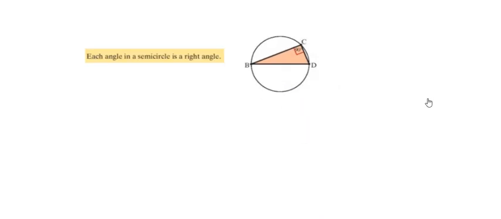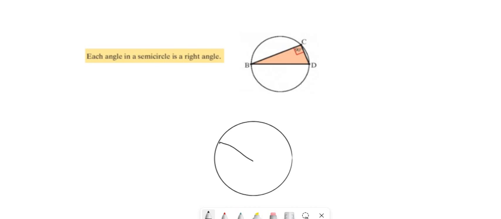Right, this one is a little bit simpler to see. All this is that each angle in a semicircle is a right angle. So if I draw any diameter of a circle, we'll say that's a diameter, and I draw a line from both of the points at the ends of the diameter to anywhere along the circle, it has to make a right angle. So there has to be a right angle.